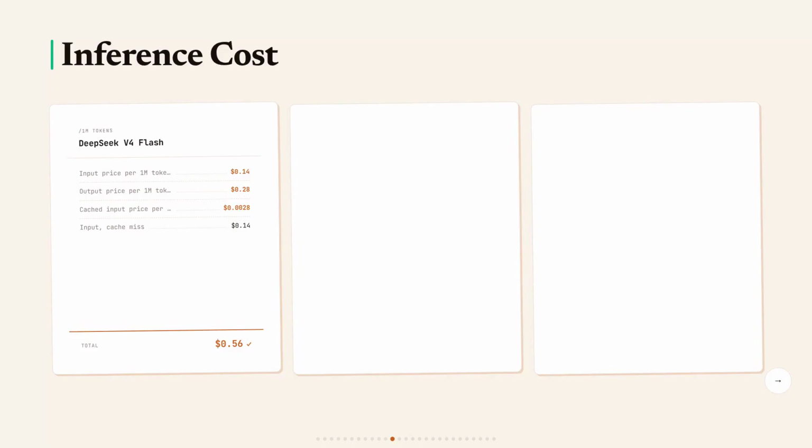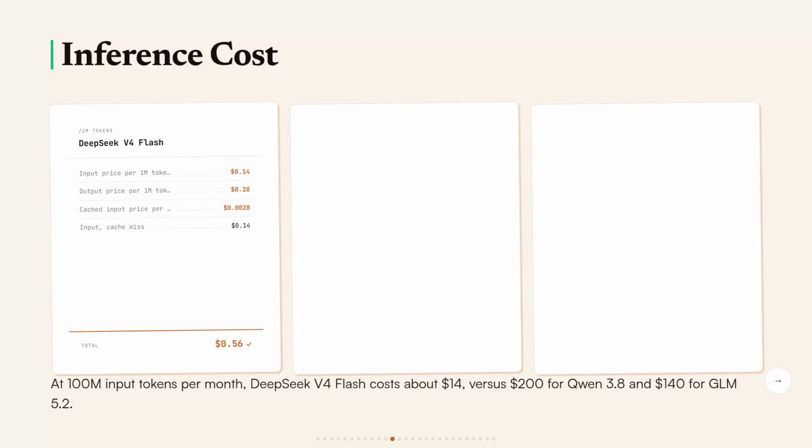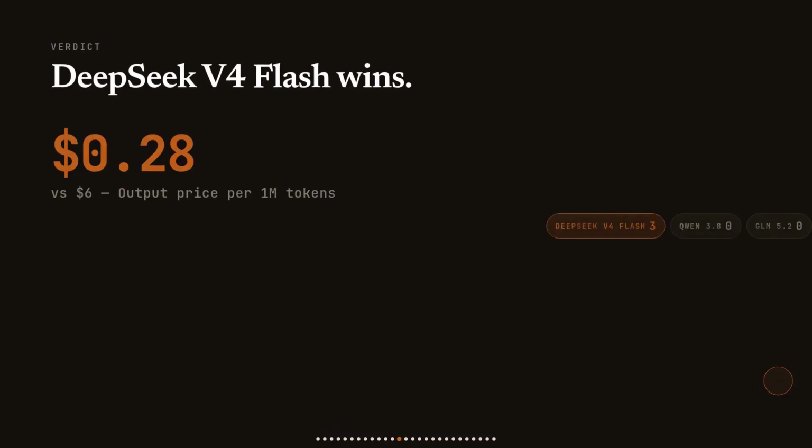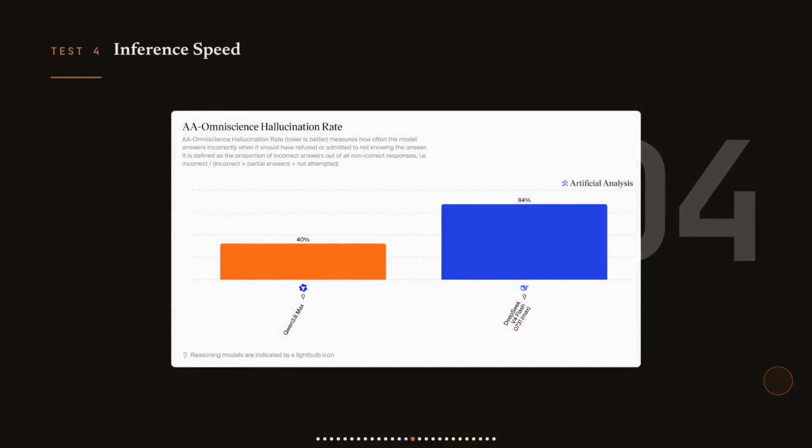But community reports say DeepSeek V4 Flash burns through more tokens to complete the same task, which means the real bill can end up a lot closer to its rivals than that headline number suggests. Keep that in your back pocket because it's coming back later. Stick with me because the last 4 tests are where this decision actually flips.